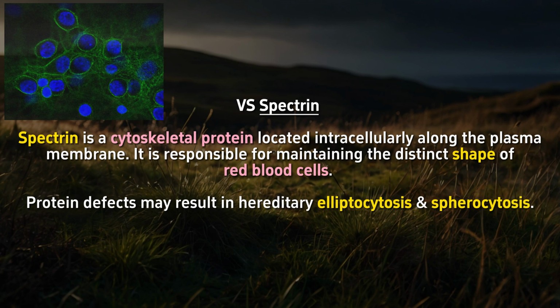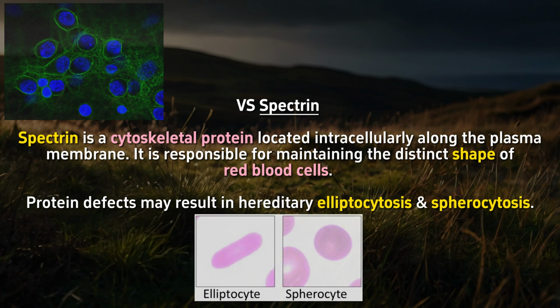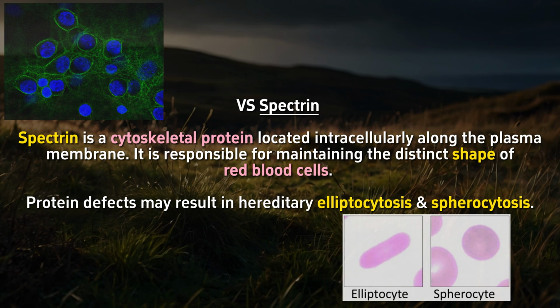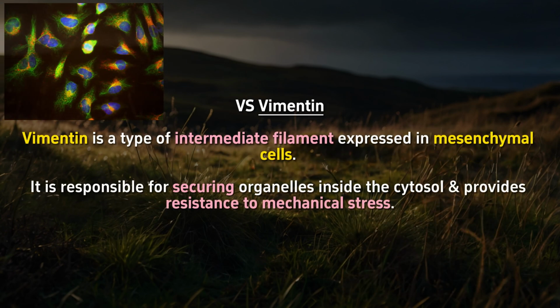Spectrin is a cytoskeletal protein located intracellularly along the plasma membrane. It is responsible for maintaining the distinct shape of red blood cells. Protein defects may result in hereditary elliptocytosis and spherocytosis. Vimentin is a type of intermediate filament expressed in mesenchymal cells. It is responsible for securing organelles inside the cytosol and provides resistance to mechanical stress.